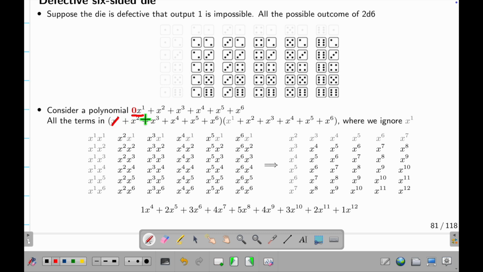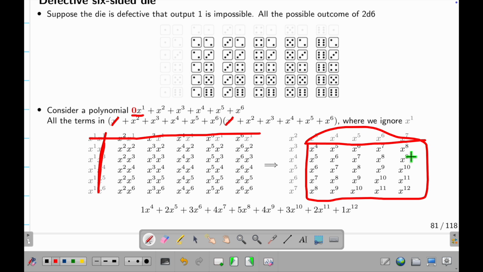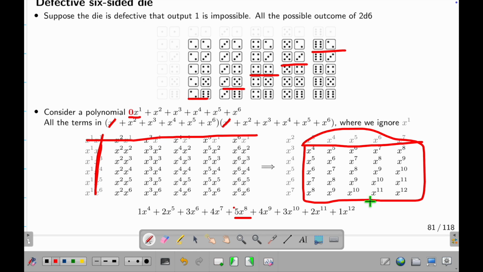So this guy dies, this guy dies. I just need to say, this guy does not exist. This guy does not exist. So now I have this part. How many x to the power 8 are possible? 1, 2, 3, 4, 5. So 5 x to the power 8. In this special dice, how many ways can I toss such that the sum is 8? So 1, 2, 3, 4, 5. 5 ways. You see, multiplying polynomials suddenly gives you something about counting.